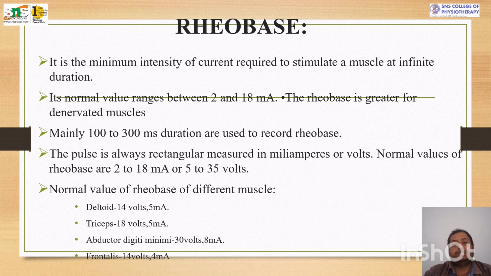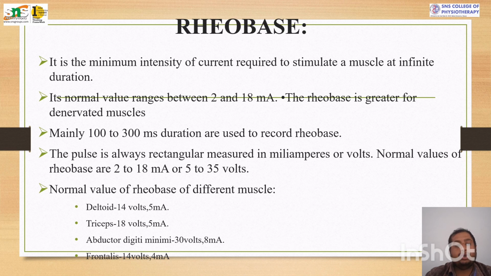Coming to the Rheobase, it is the main part of the SD curve. It is the minimum intensity of the current required to stimulate a muscle at infinite duration. If a flicker of contraction is obtained and observed by the therapist, it is called the Rheobase. The minimal current used to stimulate a muscle is called the Rheobase. The normal range of the Rheobase is 2 to 18 milliamps. The Rheobase is greater for a denervated muscle because the denervated muscle needs more stimulus to make the muscle act.